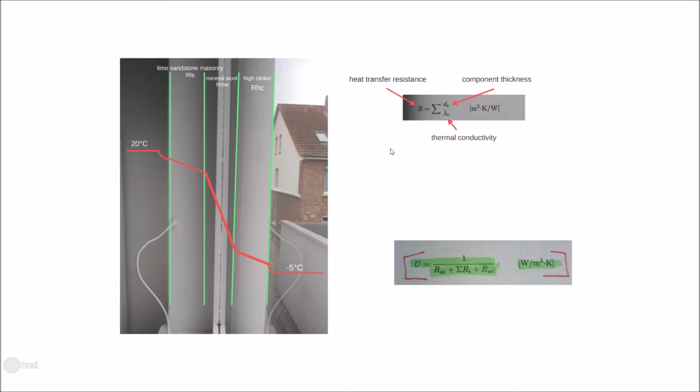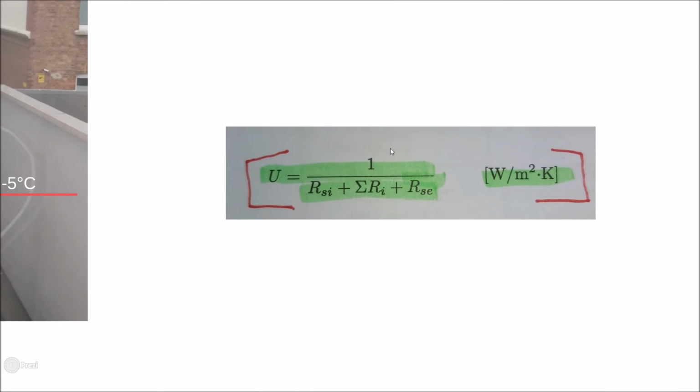To come back to the calculations, we had the formula for the transfer resistance R. With the calculated R, we can now find out the heat transition coefficient, U, by dividing 1 by the sum of all the resistances.